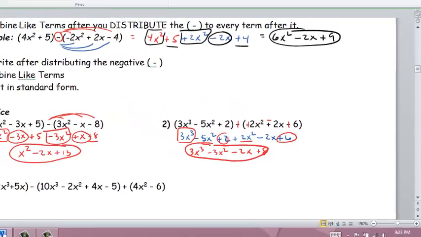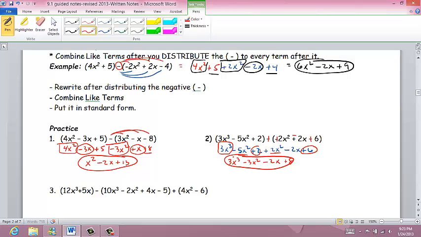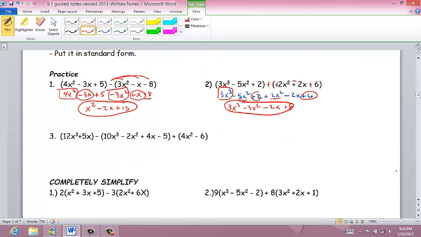And up above you notice you get the same thing. 3x to the third. You have negative 5x squared plus 2x squared, which is going to give you negative 3x squared. And you have your negative 2x. And then 2 plus 6 is 8. No matter which way you do it, you get the same answer in the end.